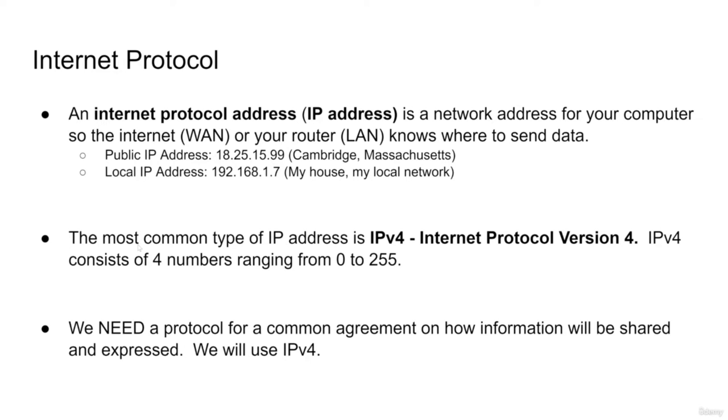Now, the most common type of IP address is the IPv4, or Internet Protocol Version 4 address. IPv4 addresses consist of four numbers grouped together, ranging from 0 to 255. So you see right here, we have 192, 168, 1, and 7. Here you have 18, 25, 15, and 99. So we're following the Internet Protocol Version 4, IPv4 protocol, and we need a protocol to give a common agreement on how information will be shared and expressed. Everything that we do in this course, we're going to use IPv4. There's another protocol called IPv6, which is a little bit more advanced, but for our purposes, and mainly for the purposes of everybody else, a lot of people are still just using IPv4.